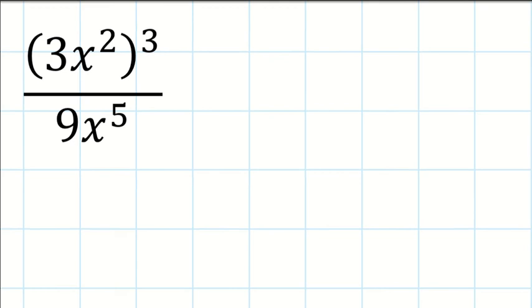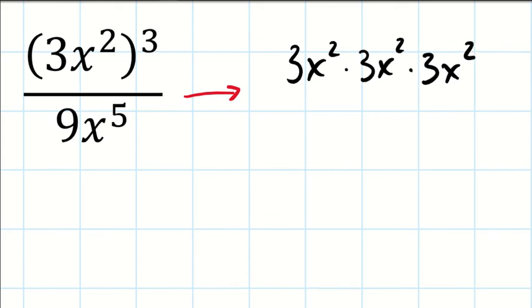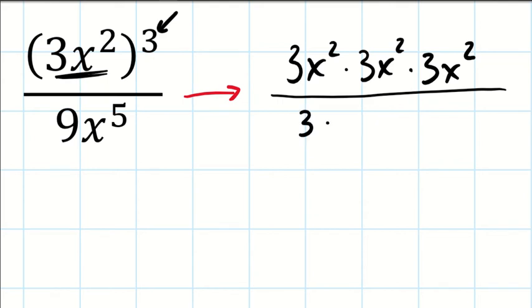So to begin the process of simplifying this, I would go ahead and write out the fact that there are 3 of these 3x squared. So I could write 3x to the second times another 3x to the second times another 3x to the second. So you can see I have exactly 3 of these factor groupings. In my denominator, I have 9x to the fifth power. And I actually am going to choose to rewrite the number 9 as 3 times 3, and then I'll just go ahead and write this as x to the fifth. So these are equivalent to each other.